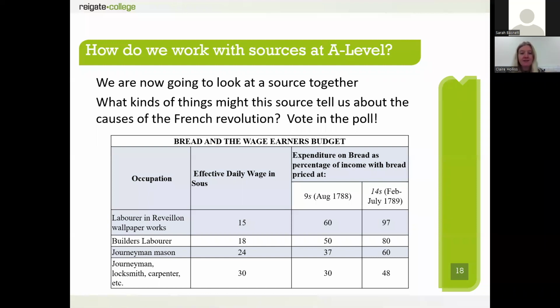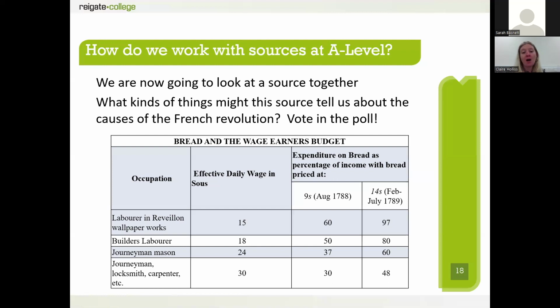Now in the second column, we've got here some details about their daily wage. And this is how much money they get paid per day. And it's called the wages in sous. So a sous is essentially one of the types of coinage or types of currency that's used in France. So we've got livre and sous. So sous are like pence, essentially.